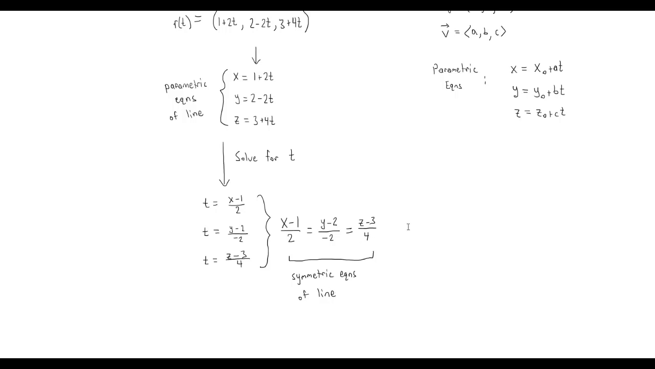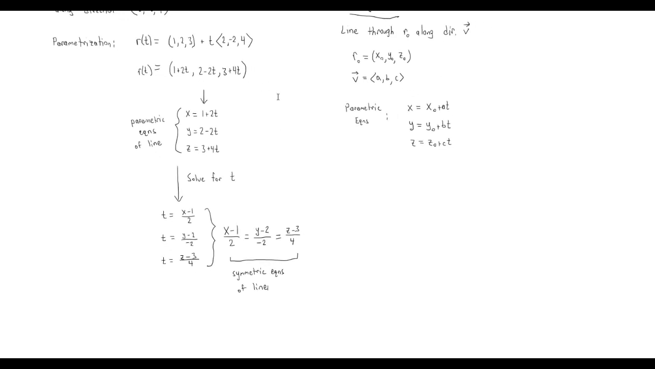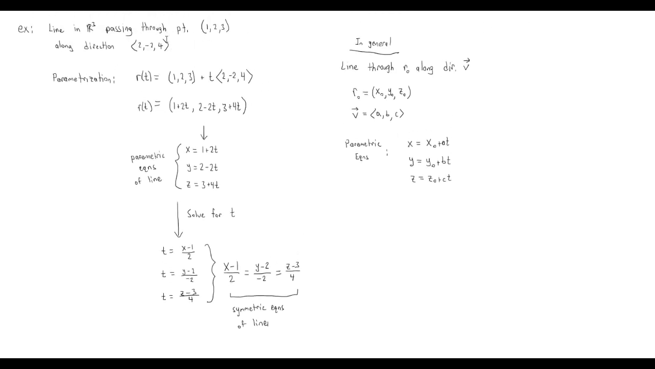And again, keeping track of how the point R0 fits into the equations, and how the direction vector 2, negative 2, 4 fits into the symmetric equations. So this time the direction vector, its components appear in the denominator of the symmetric equations, while the point, its components appear in the numerator. Okay? Alright.